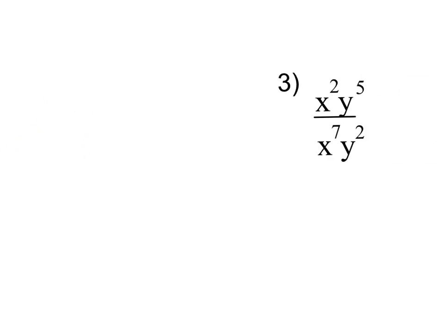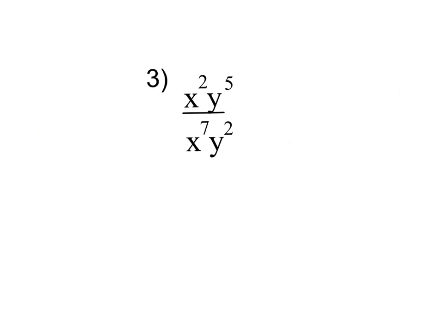And then last but not least, number 3, I have x's and y's, so make sure you're looking at like bases. So let's start with the x's. I have more x's on bottom, so 7 x's on bottom. Take away the 2 that are on top, I'm going to be left with 5 x's on bottom. With the y's, I have more on top, so I have 5 y's on top. Take away the 2 y's that are on bottom, I'm going to be left with y to the 3rd up on top. Remember, we can't simplify with x's and y's together, so that problem is done.